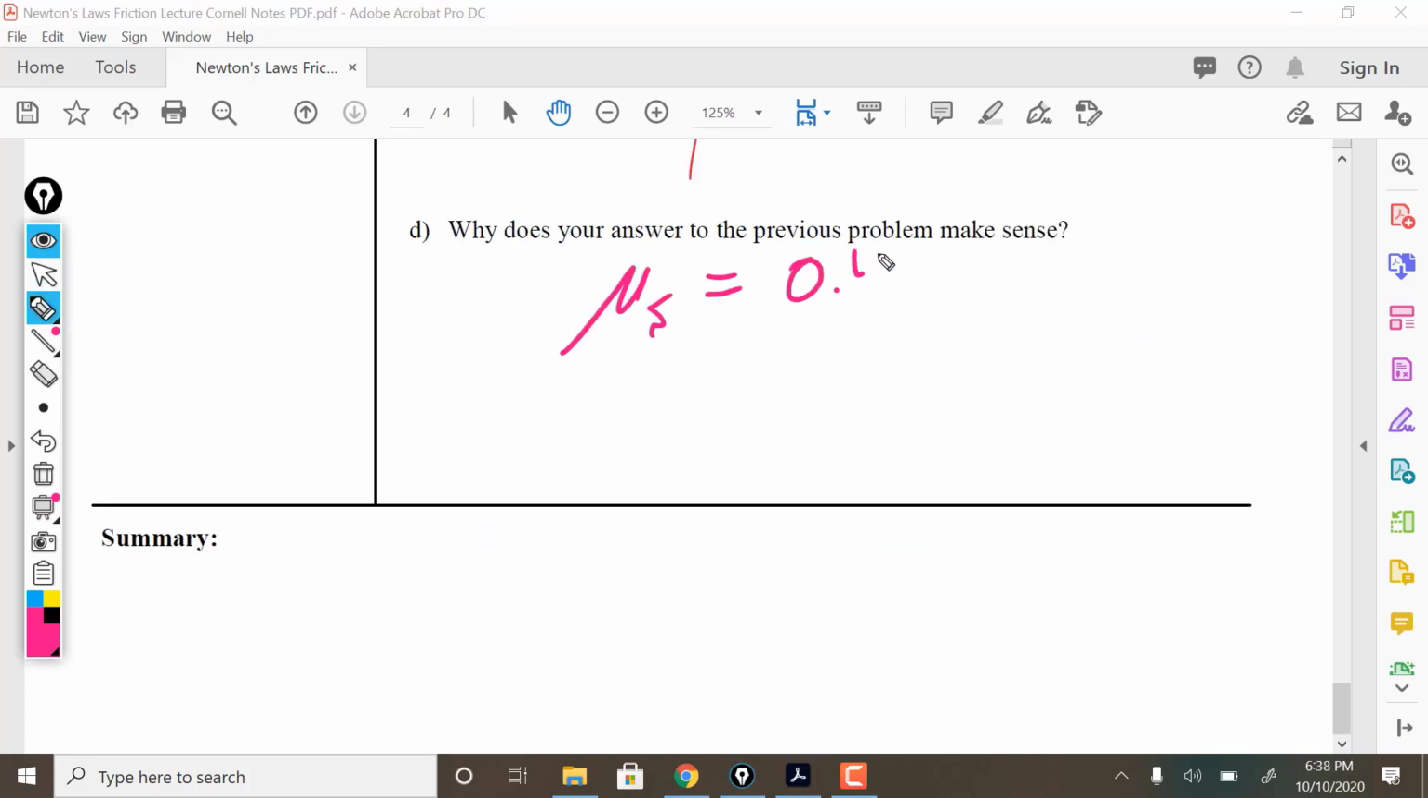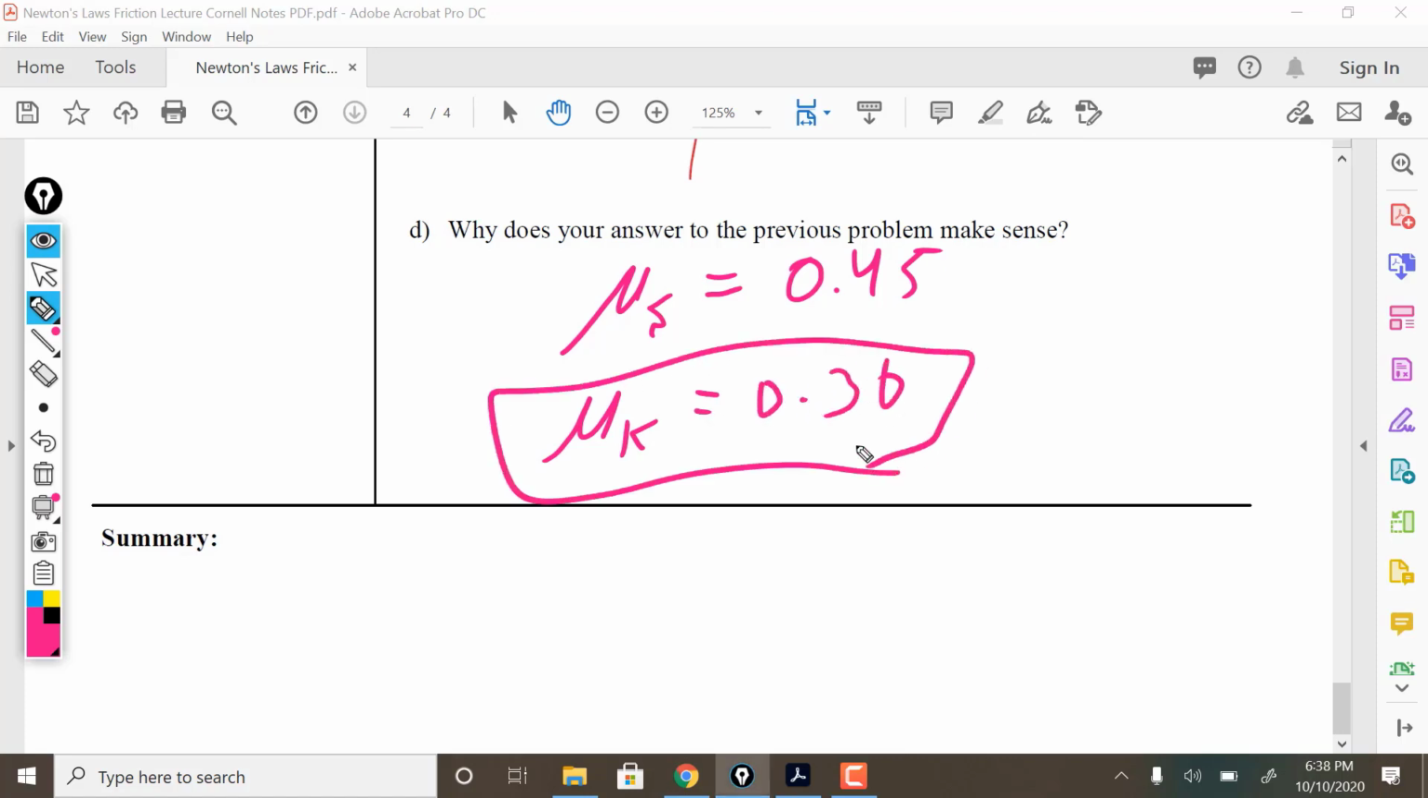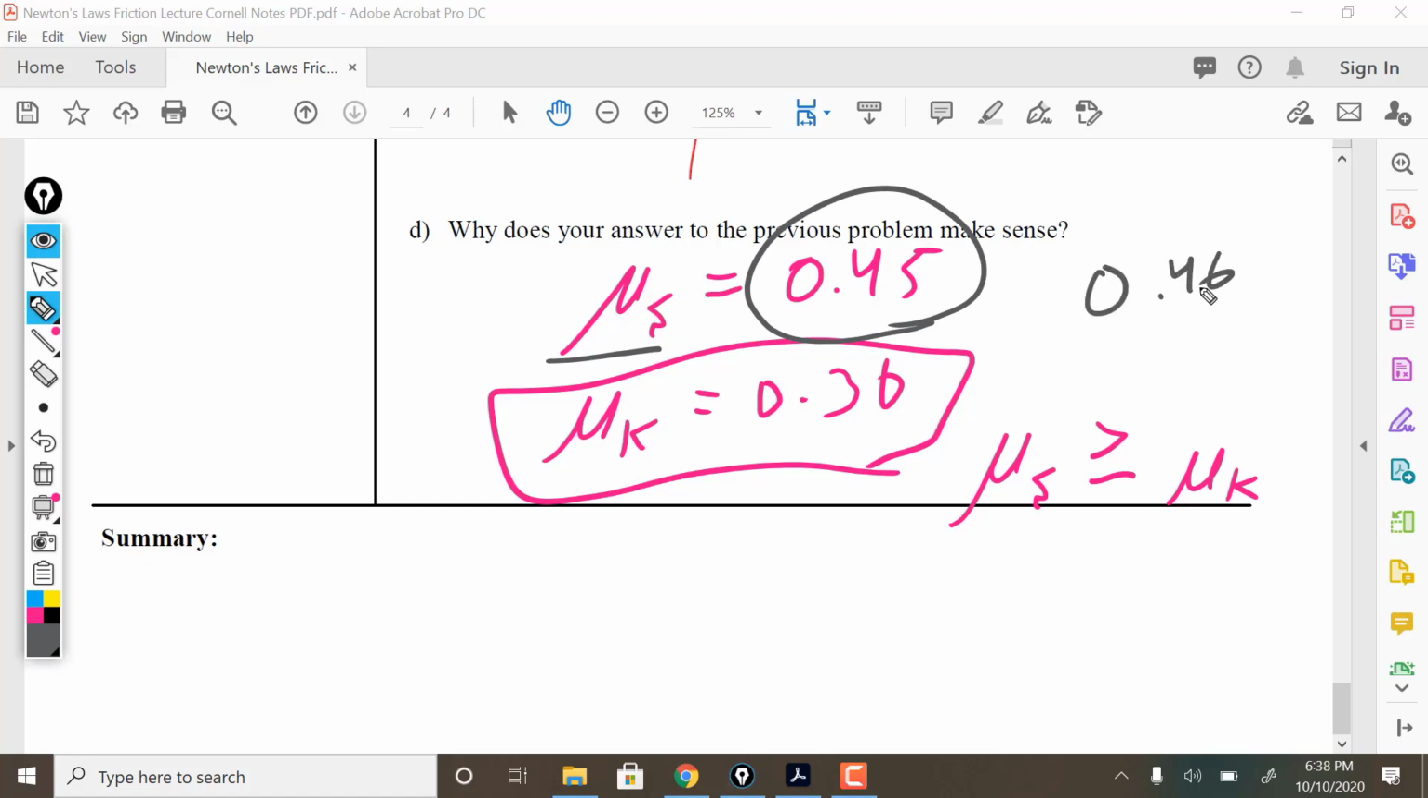Mu s was 0.45. What we just got was that mu k is 0.36. So why does this answer make sense? It should make sense to you because mu s should be greater than or equal to mu k. In other words, mu s should be larger than 0.36. If we did this math and we got 0.45 or 0.46 or something for mu k, that would be wrong because it's got to be smaller. Very rarely is it equal to it.